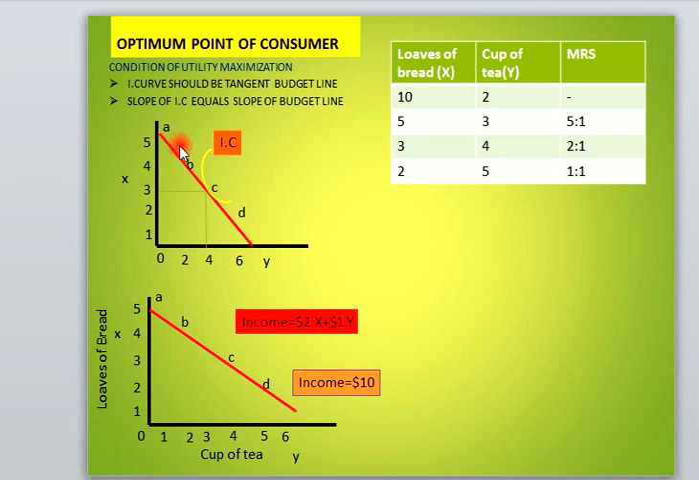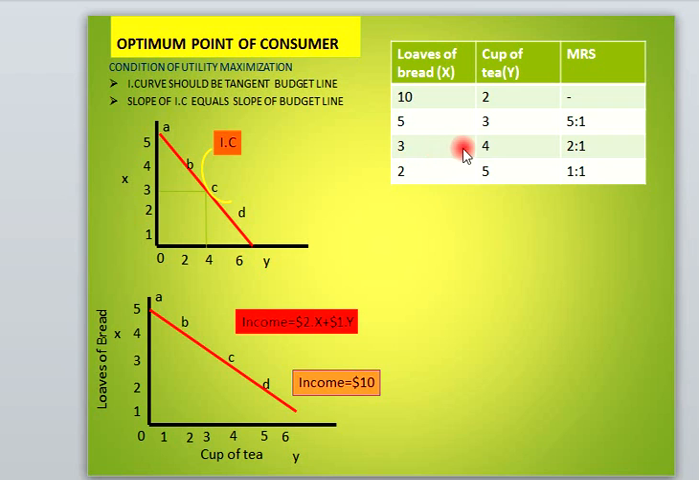Let's quickly look at this table now. If you look at our indifference curve, the indifference curve is tangential to the budget line. It touches the budget line here. At the point where it touches, three loaves of bread, which is X, means he's paying $6 here. And the cups of tea, which is Y, he's paying the remaining $4 from $10 that can go for these 4. You can see it's at this point.